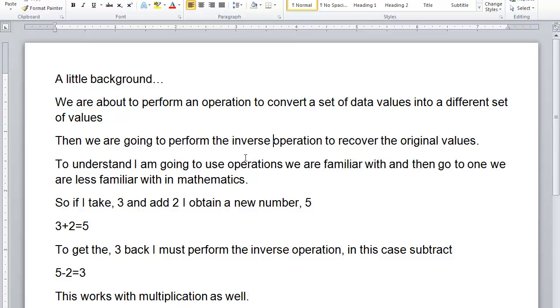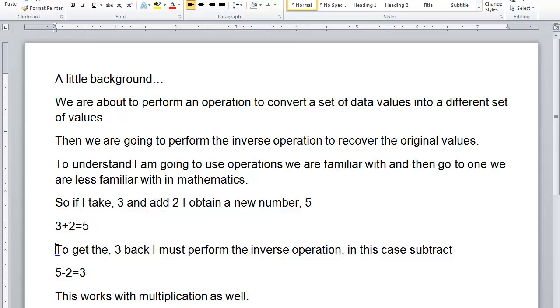All right. Now, I know this seems weird, but to understand, I'm going to use some operations we're very familiar with and then go to one we are less familiar with in math. It's the exponential and the logarithm. Okay, so if I take 3 and I add 2, I obtain a new number, 5. I've sort of converted 3 into 5 by adding 2. All right, so 3 plus 2 is 5.